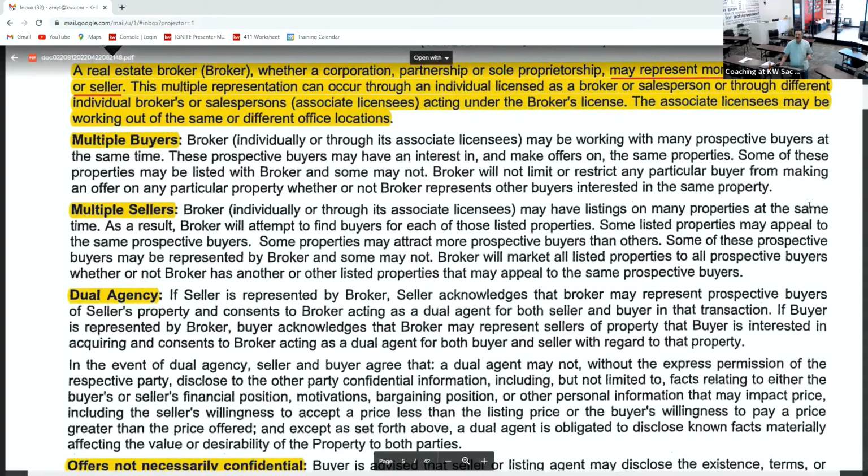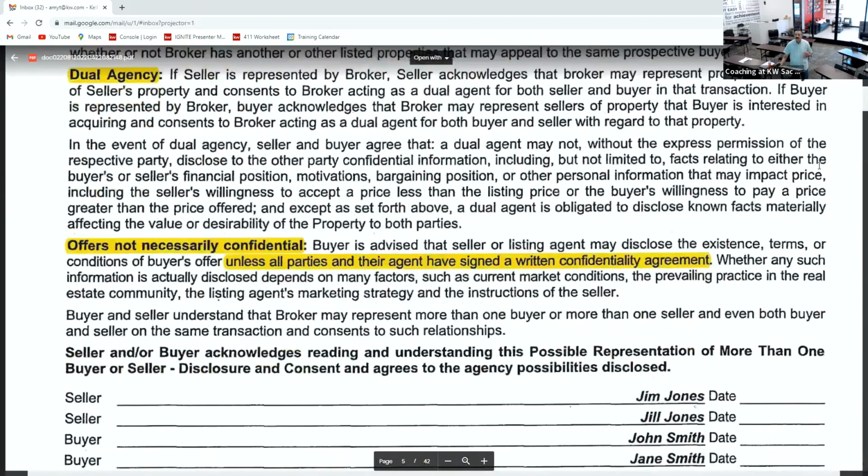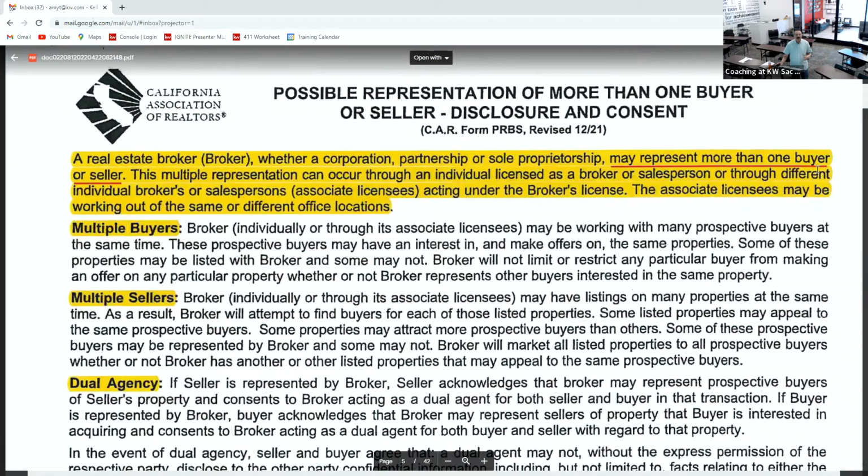Well, what this form basically does is it talks about the fact that we deal with multiple buyers and multiple sellers. It also touches on dual agency and the agency relationship. But it also says that we don't tell the buyer what property to buy. That's their decision. And if they like someone else's house more than yours, that's not our fault. Don't sue us.